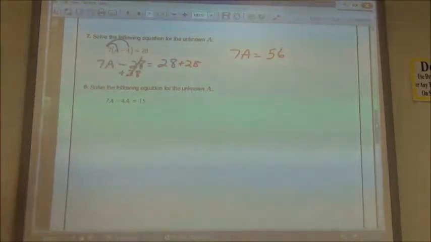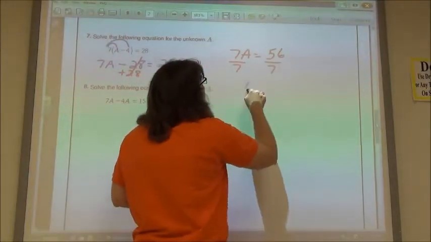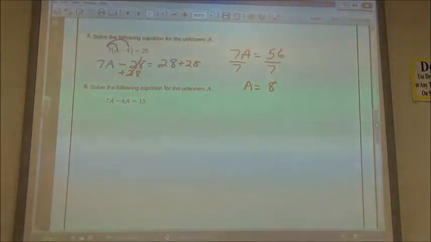7 times what number is 56? Well, in order to figure that out, I divide by 7, and we know that it's 8. 56 divided by 7 is 8, because 7 times 8 is 56.